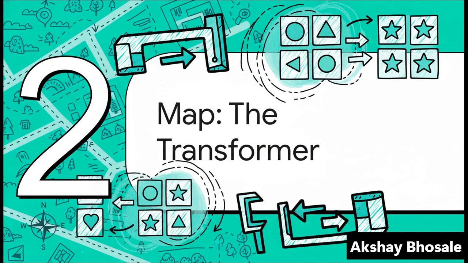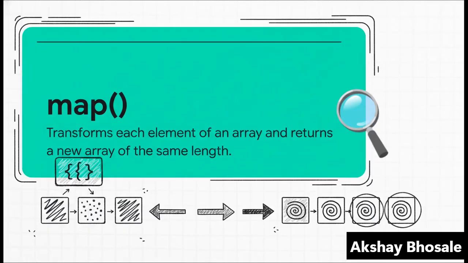Okay, let's start with map. The best way to think of map is as a transformer. Its entire job is to take an array and create a new, modified version of it, piece by piece. So here's the crucial point. Map goes over every single element in an array, applies a function that you provide, and then it returns a brand new array with all the results. And this is important. The new array will always have the exact same length as the original one, no exceptions.